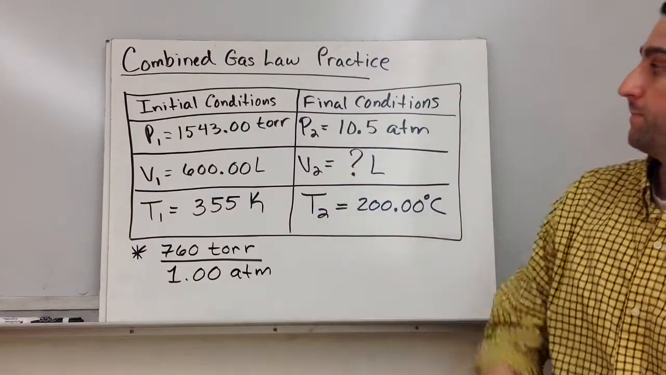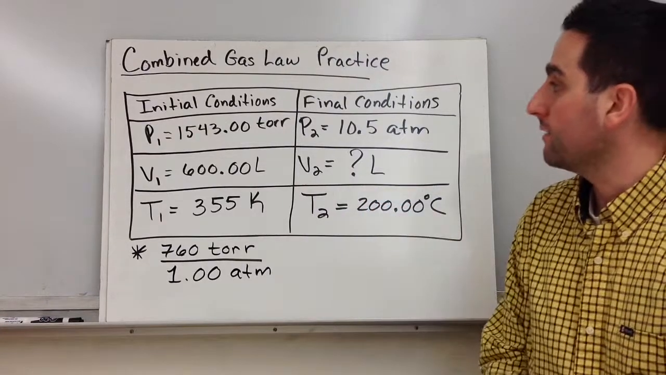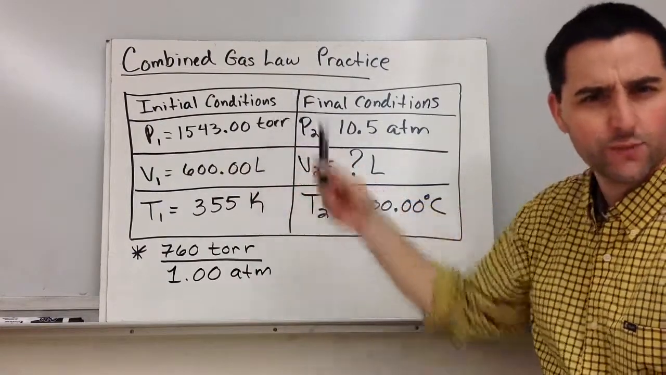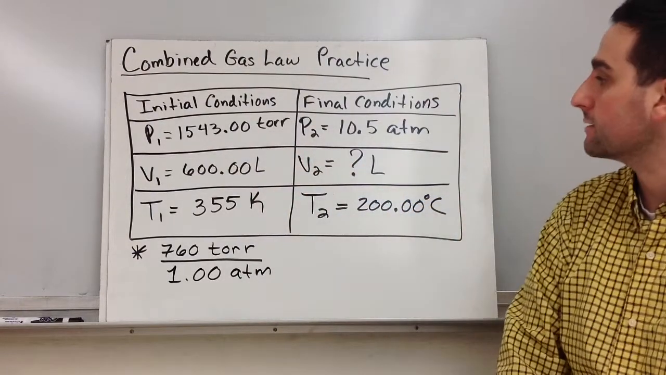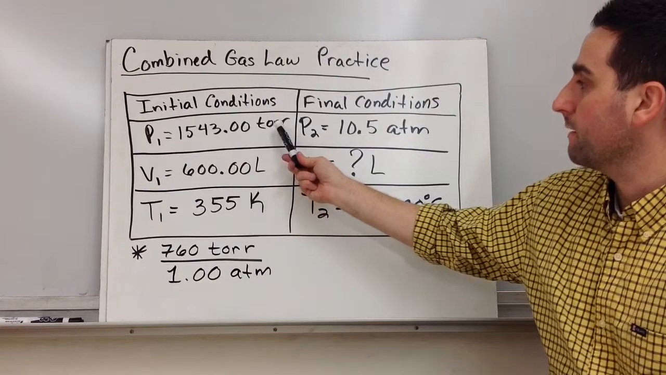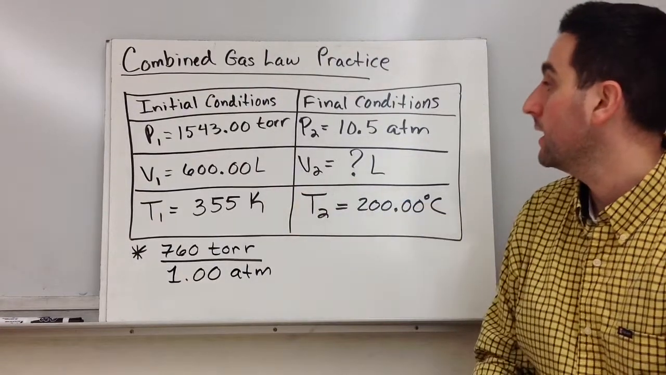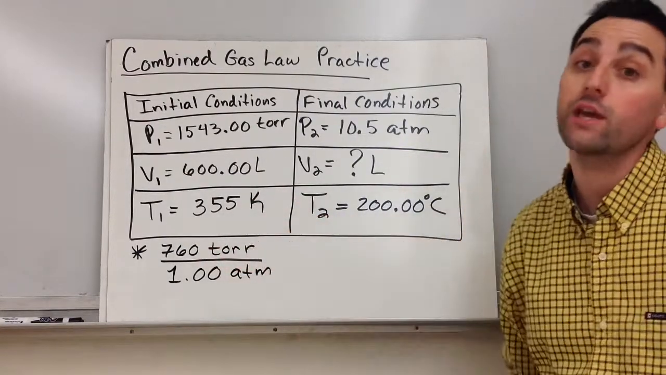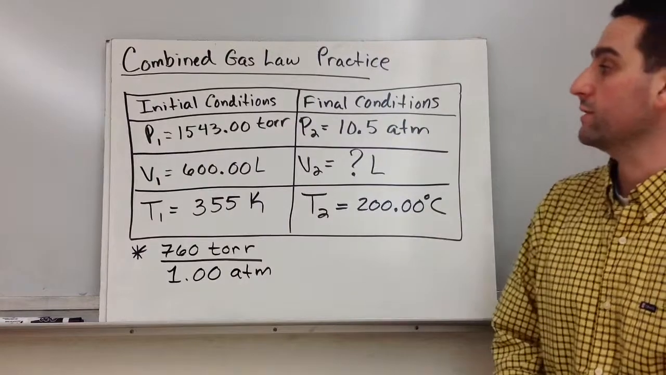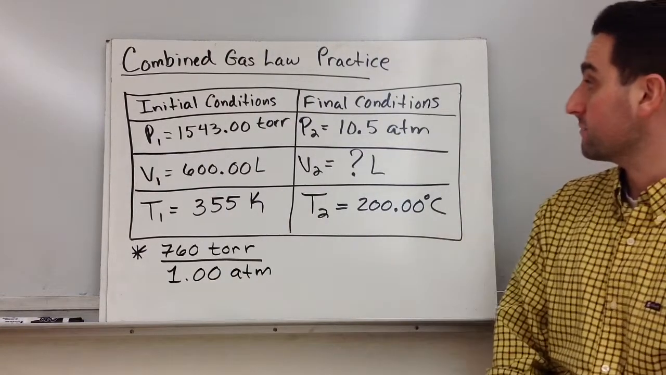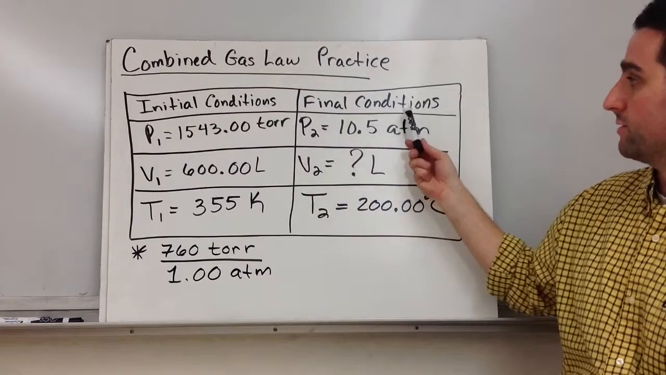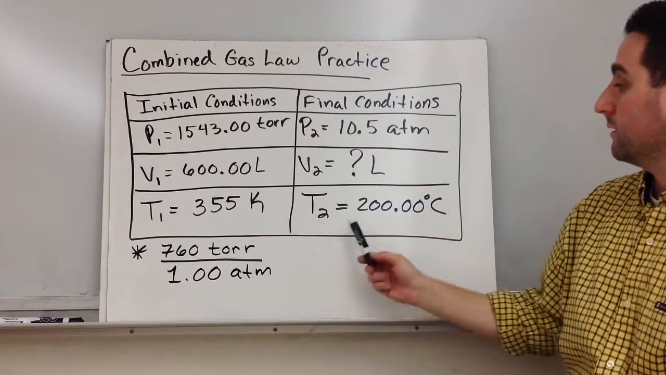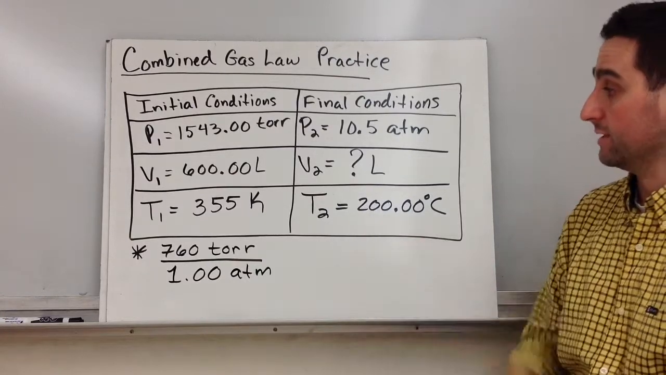Here's a sample problem. You have a gas, and the initial conditions are 1543 torrs, which stands for torricellis, a pressure unit for gas. The volume is 600 liters with a temperature of 355 Kelvin. So those are our first initial conditions. Well, this gas changes. The final conditions for the gas are 10.5 ATMs and a temperature of 200 degrees Celsius.